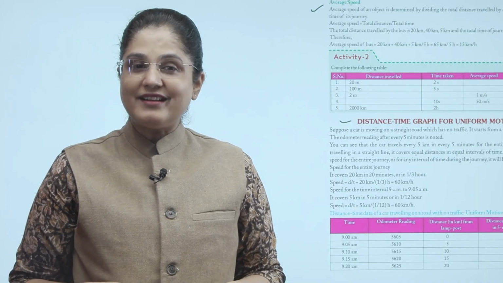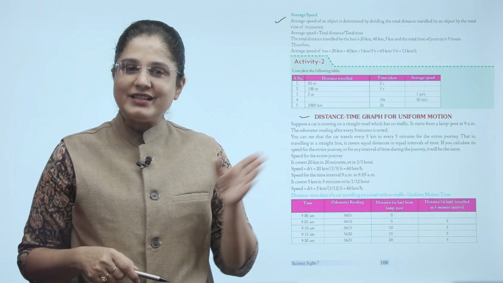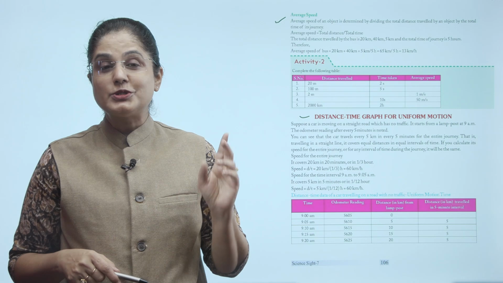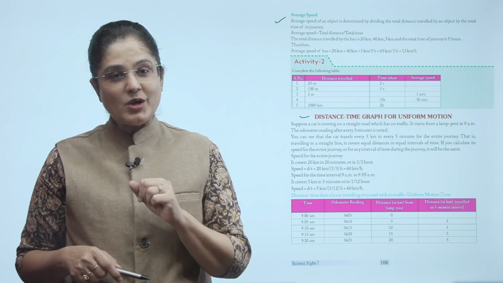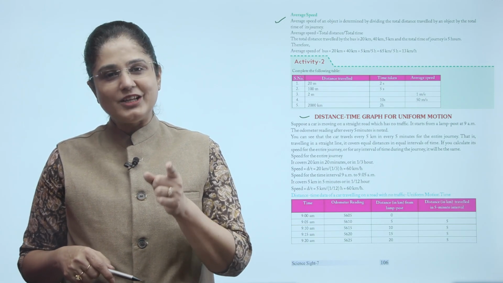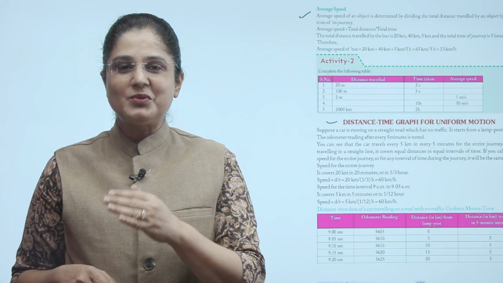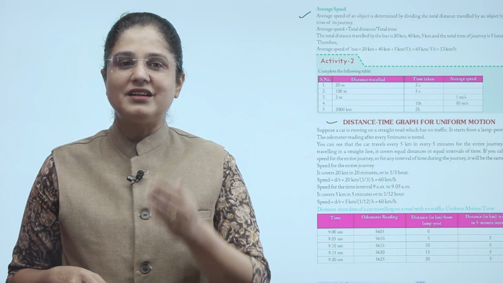So speed for the entire journey: it covers 20 kilometers in 20 minutes, or in 1/3 hour. So speed is equal to distance upon time, which is equal to 20 kilometers divided by 1/3 hour, which is equal to 60 kilometers per hour.